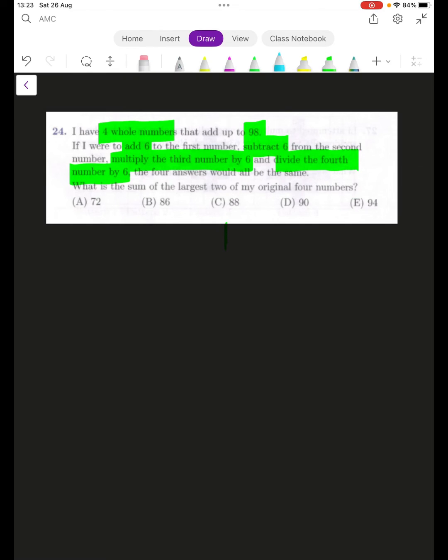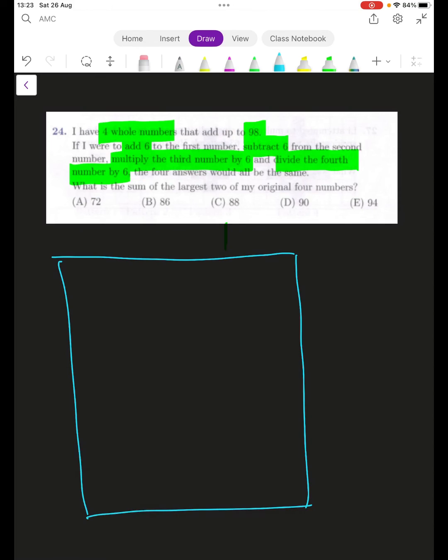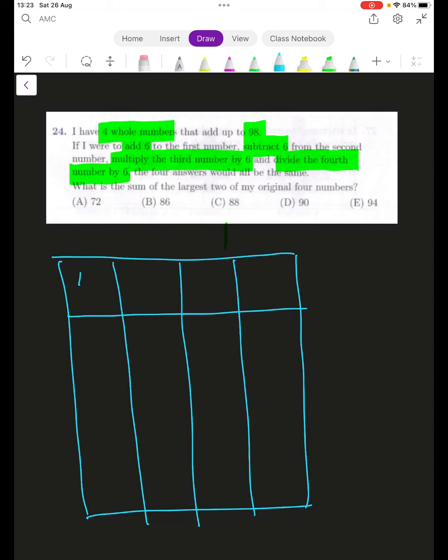Now this is a lot of calculations and a lot of thinking and manipulating and visualizing. So because we have 4 numbers, let's think about the 4 numbers. I'll make space for the 4 numbers. So let's see, A, B, C, and D. These are our 4 numbers, and the total we know has to be 98.